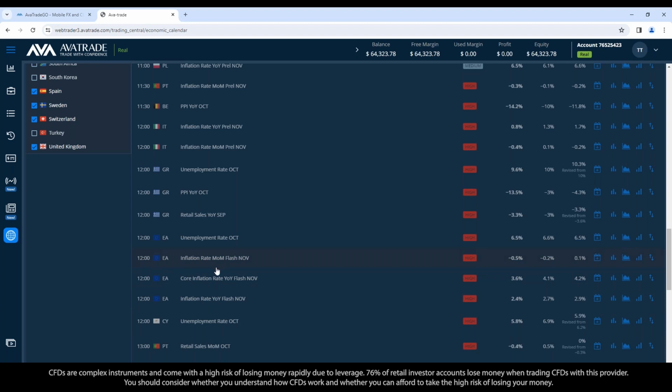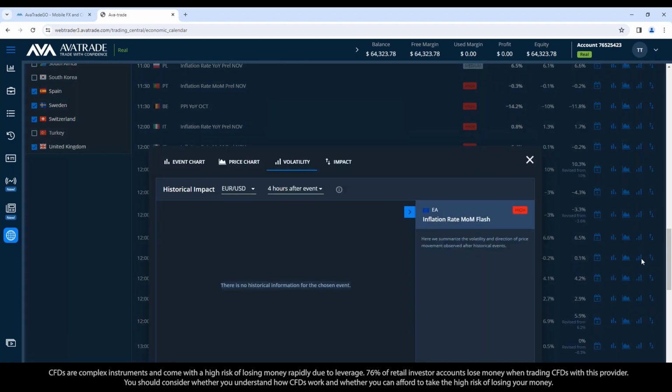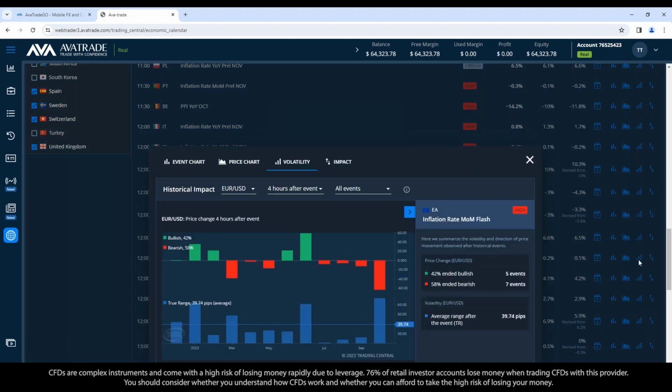And so if we wanna look at the inflation rate month over month, using this tool off here to the right, we can get an idea of how the movement has moved in the past in relation to this announcement, and maybe have an idea of how it would have moved today as the numbers came in.